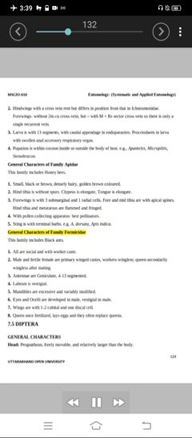General characters of family Formicidae. This family includes black ants. 1. All are social and with worker caste. 2. Male and fertile female are primary winged castes, workers wingless, queen secondarily wingless after mating. 3. Antennae are geniculate, 4 to 13 segmented. 4. Labrum is vestigial.